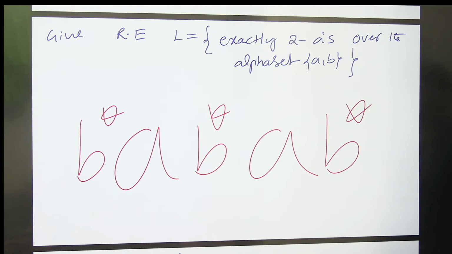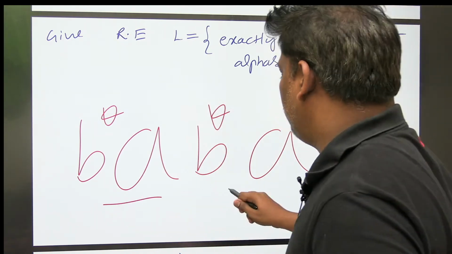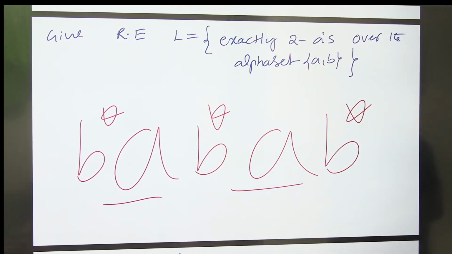So this is the answer: B star, A, B star, A, B star. I want 2 A's, and B's can come anywhere, any number of times.